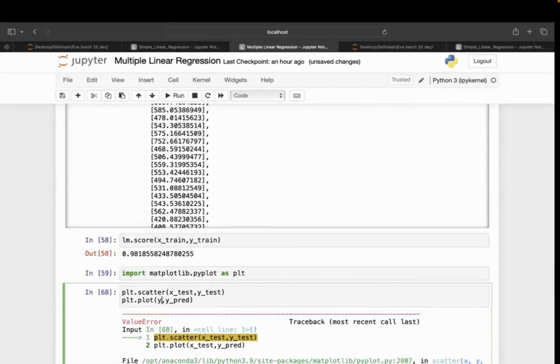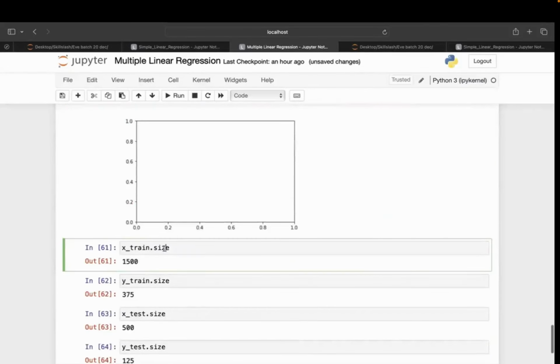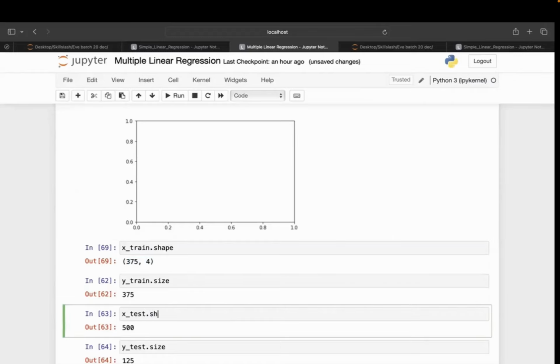Okay, leave it. Can you type X train dot shape instead of size? What will be the output? Shape, 375 cross 4. The size was 1500, huh? So it should match. No, size. I think it took all the columns size to addition. Multiplied. Right.